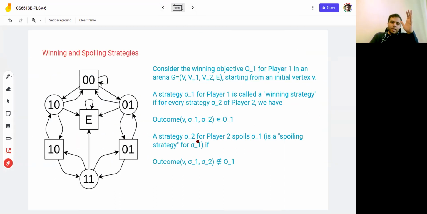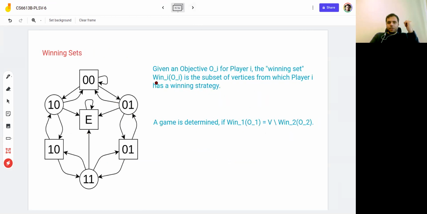Okay, but even this is not quite enough, because the way that we defined this was that we fixed our initial vertex. We said starting from an initial vertex. So what's much more interesting for us is to see from which initial vertices we can actually have these strategies. And this is what we call a winning set. So let's say that I'm player 1, and let's say that I have some objective O1. My winning set is the set of vertices such that starting from those vertices, I have a winning strategy.